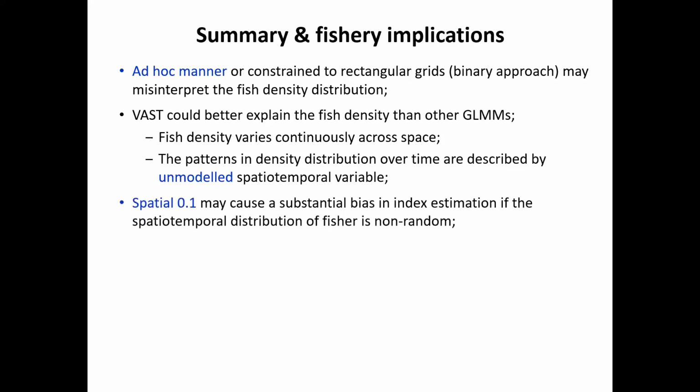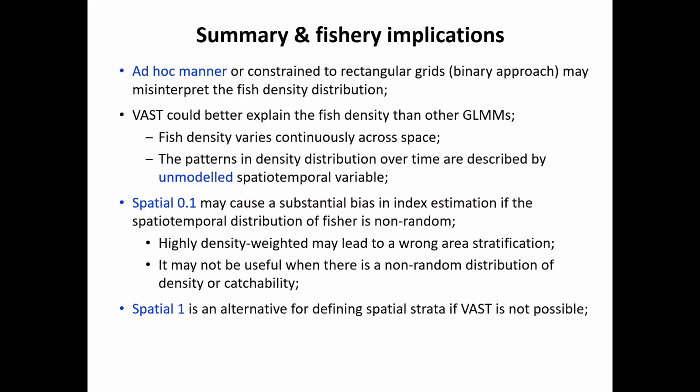variable. And the spatial 0.1 approach may cause a substantial bias in the index estimation if the spatial-temporal distribution of the fishers and the fish density is not random, because the high density weighting may lead to wrong area stratification. So this may not be useful when there is a non-random distribution of density or catchability. However, spatial 1 is an alternative method for defining the spatial strata if the best model is not possible.